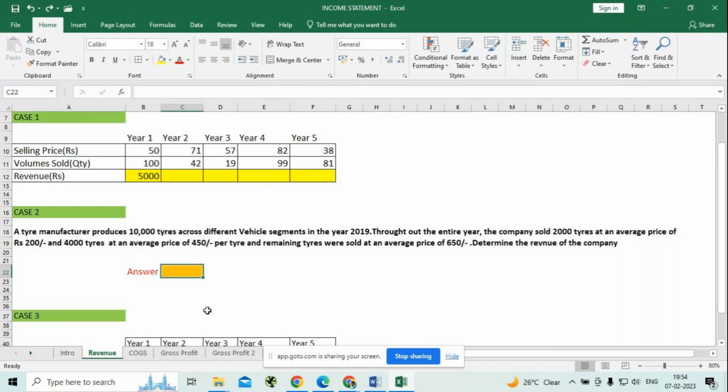Were all the tires that we manufactured sold? First you see that. How many quantity did we manufacture? 10,000, sir, and all were sold. So now here we have not sold it all at the same price. We have sold it with different prices. So we are supposed to calculate here.